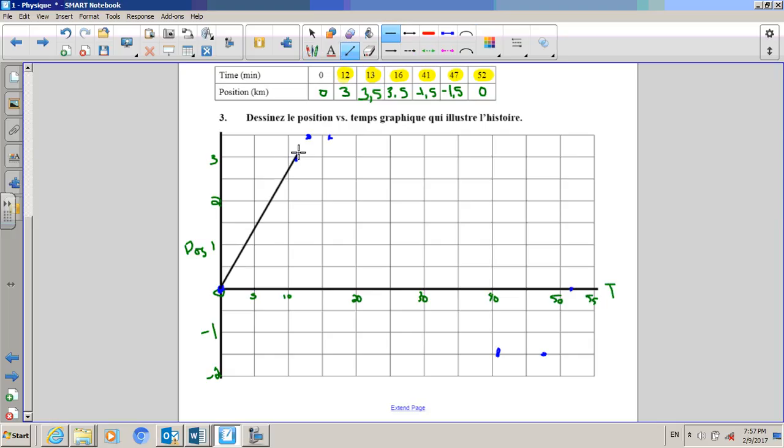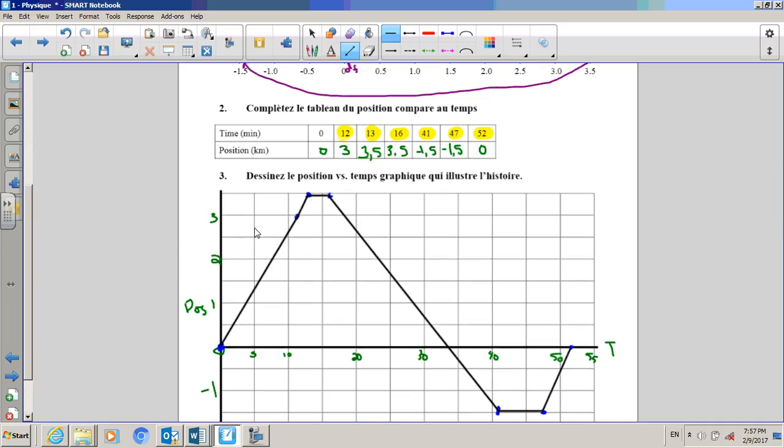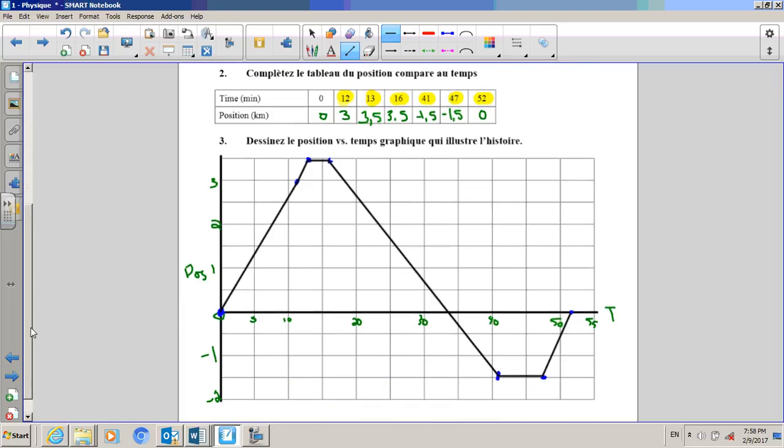Alright. Je joins les points. Vous aurez quelque chose comme ceci. Voici le graphique de l'histoire. Si la question nous demandait de trouver la vitesse vectorielle de chaque segment, il faudra faire rise over run. Mais ce qui serait meilleur à faire avant ça, c'est changer votre temps en valeurs en heures. Autrement, tu vas avoir des kilomètres par minute. Si ceci était en heures, ça serait plus facile à faire. Alright. So, qu'est-ce que vous allez faire en prochain?